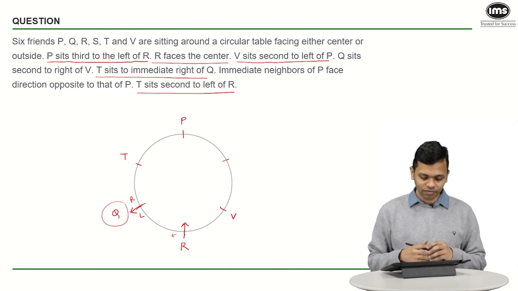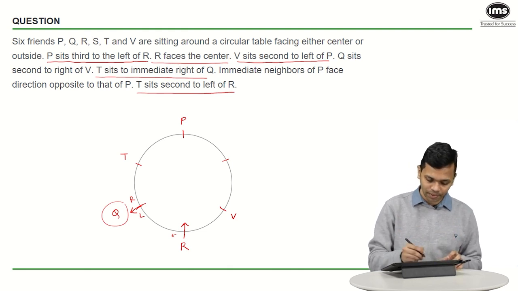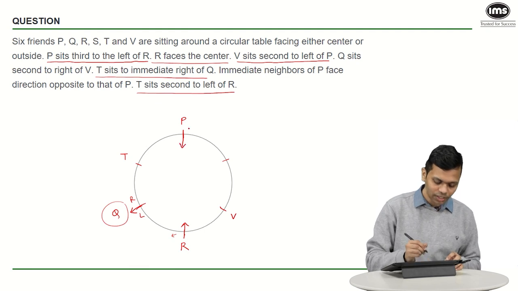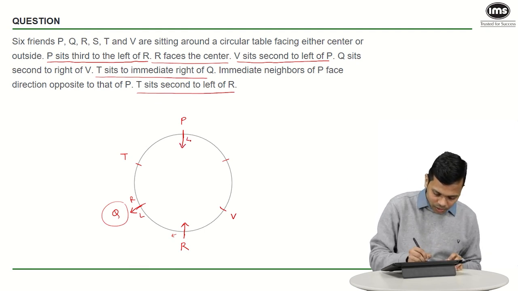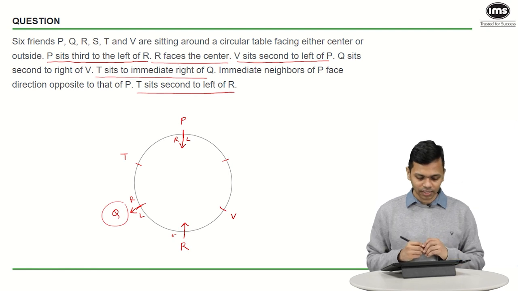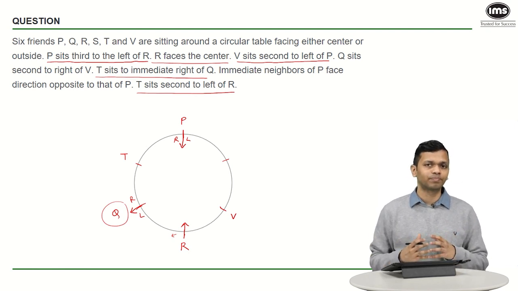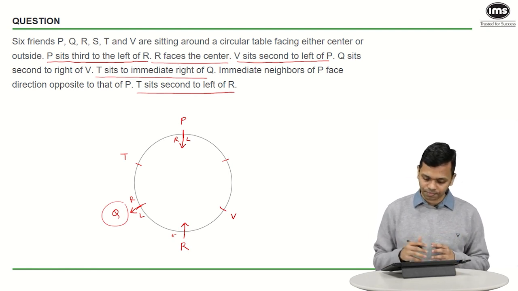But since they have mentioned that V sits second to the left of P, P has to be somebody who is looking inwards, because then only this will be his left hand side and this will be his right hand side. So V sits second to the left of P. I have taken care of this point as well.